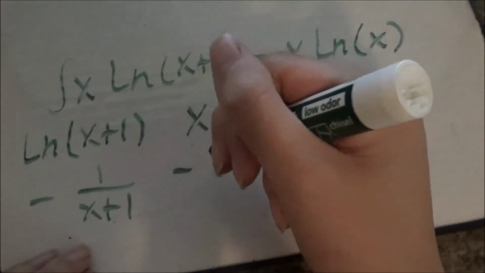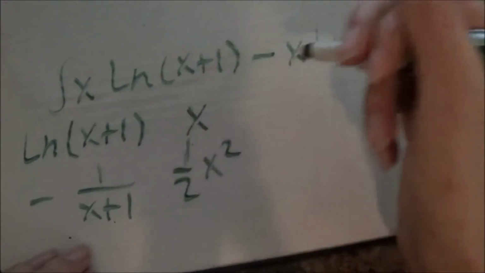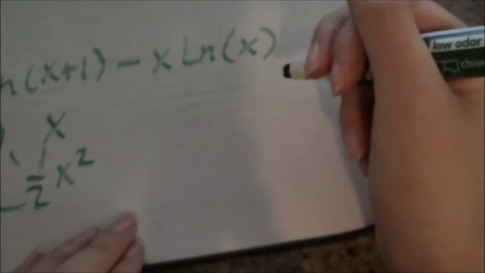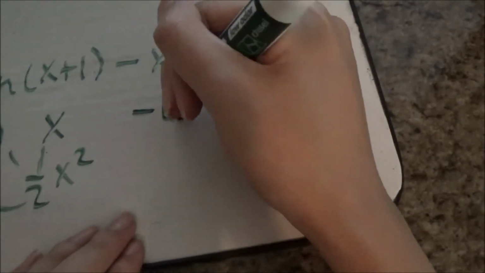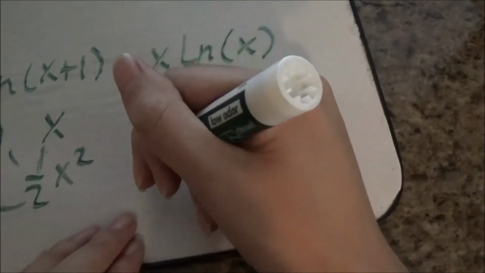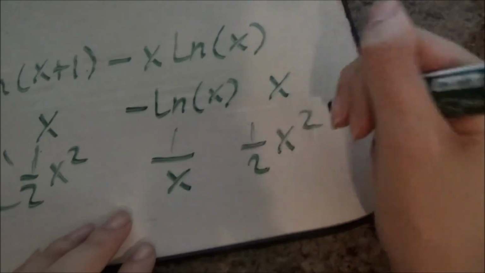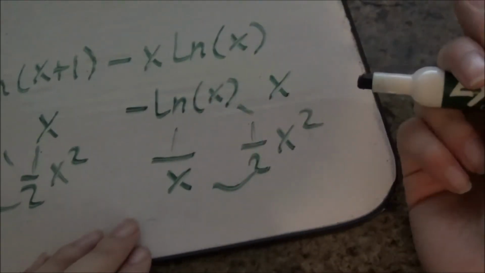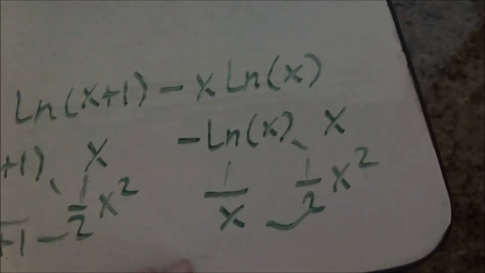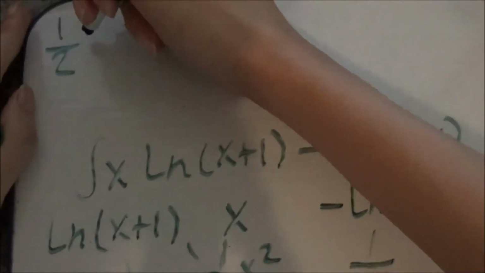Ln of x, ln of x plus 1 is negative x plus 1. This is x, half of x squared. As you can see, I don't like this already. I really don't like this integral already. I'm going to imply that negative ln of x, and we get 1 over x. This x becomes half of x squared. Okay, not bad.